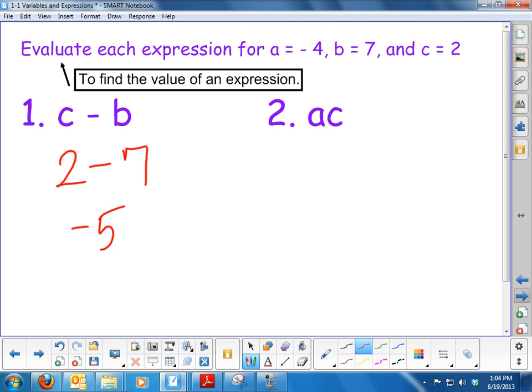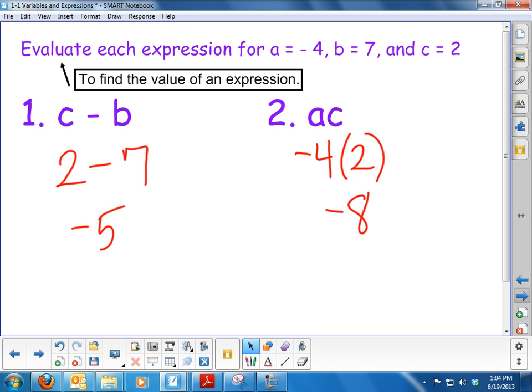Now I'm going to find the value of, evaluate, the expression a times c, or ac. a is negative 4, c is 2. Negative 4 times 2, when they're written right next to each other like that, that means to multiply. So I end up with negative 8. So all that slide is showing you right there is what it means to evaluate: to find the value, to plug in, to substitute a given value into variables.